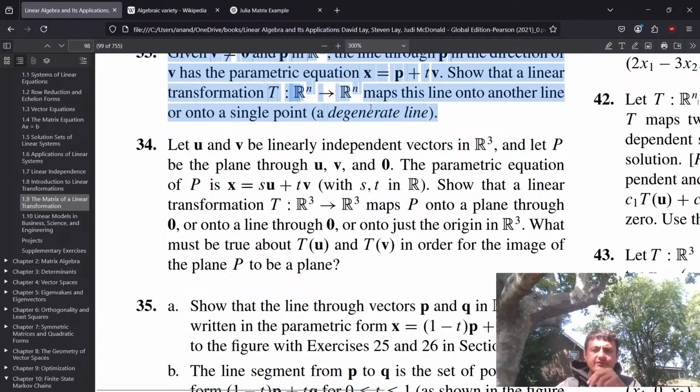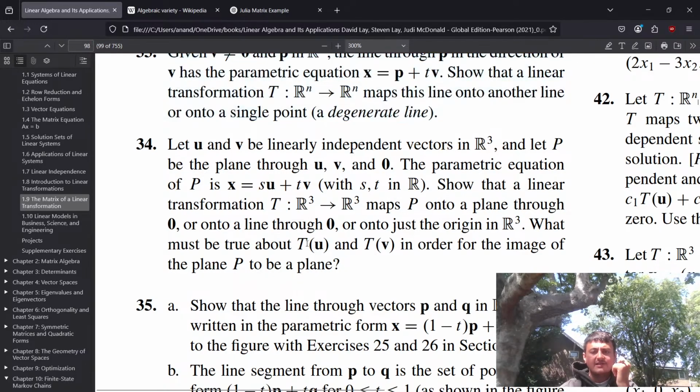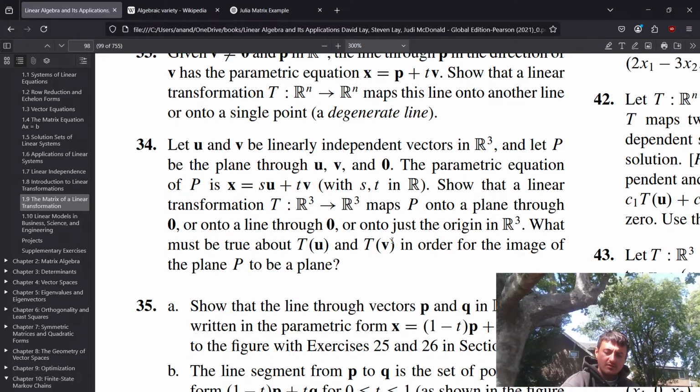All right, let me read it. Let u and v be linearly independent vectors in R3. Let p be the plane through u, v, and 0. The parametric equation of p is su + tv. Show that a linear transformation maps p onto a plane through 0, or onto a line through 0, or onto just the origin. What must be true about Tu and Tv in order for the image of p to be a plane? Clearly, Tu and Tv need to be linearly independent. That's obvious. Without ruining anything, we could just take u = (1, 0, 0) and v = (0, 1, 0), because that's linearly independent and simple to deal with.